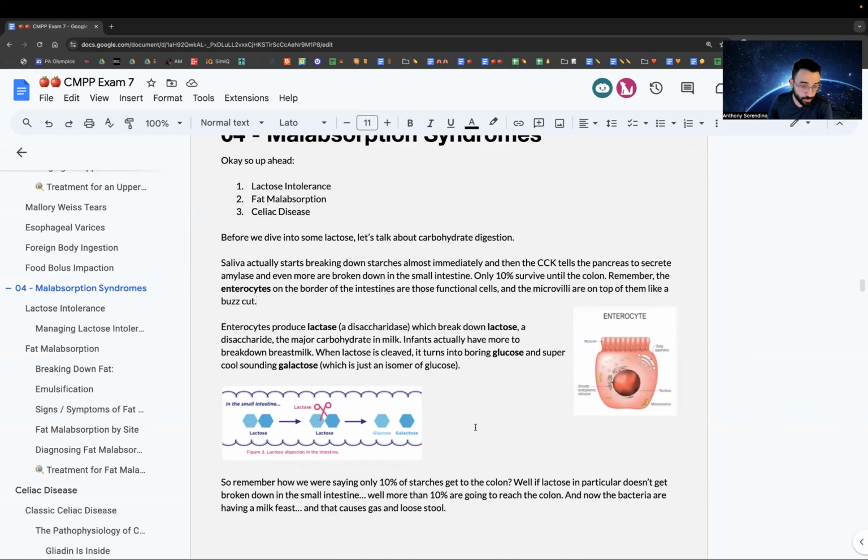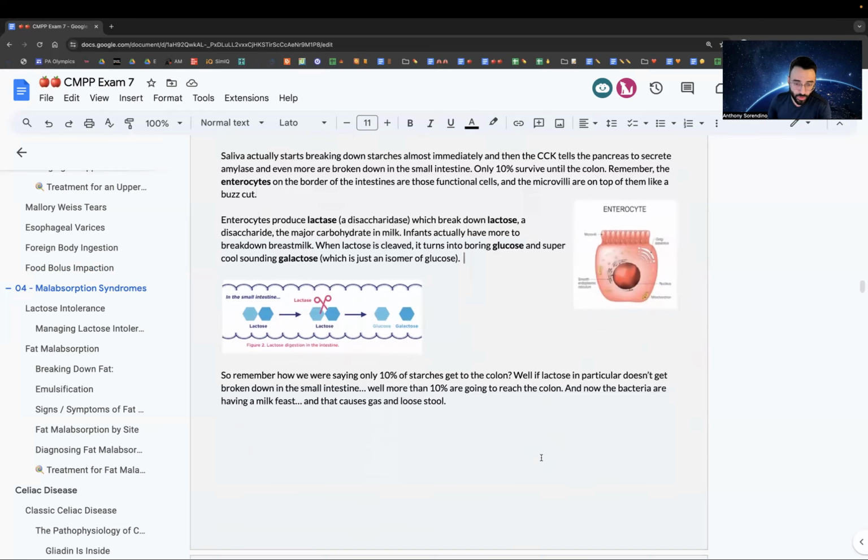So the enterocytes produce lactase, which is a disaccharidase, which breaks down lactose, a disaccharide, which is the major carbohydrate in milk. So lactose is the major carb in milk. Infants actually have more lactase to break down breast milk. When lactose is cleaved, it turns into a boring glucose and a super cool sounding galactose, which is just an isomer of glucose.